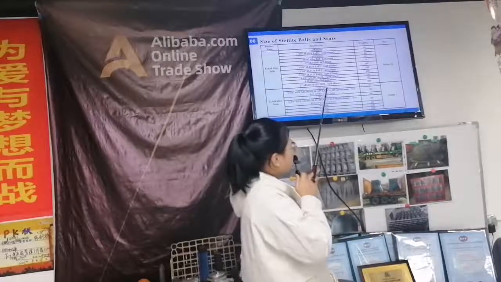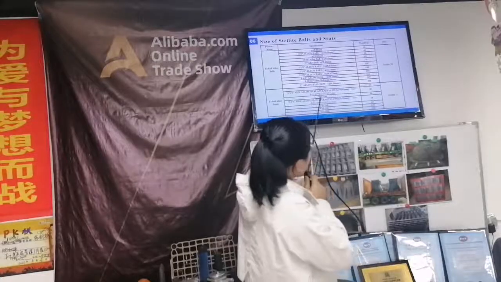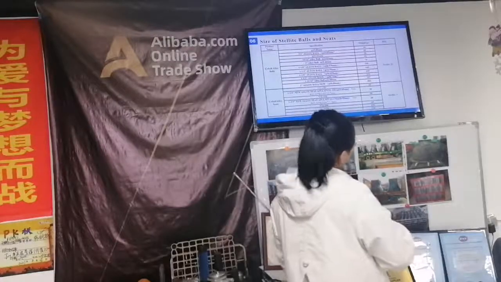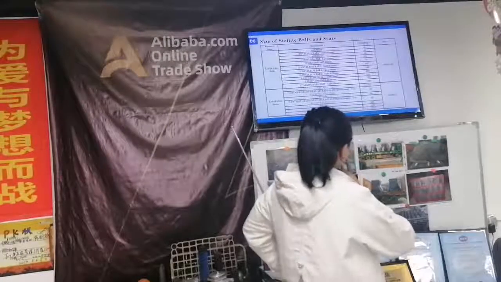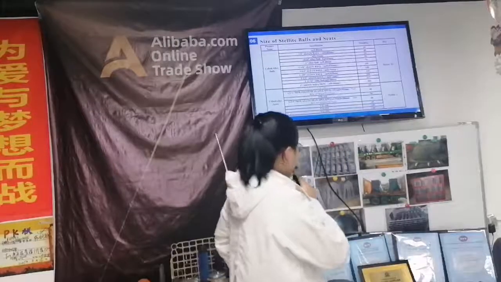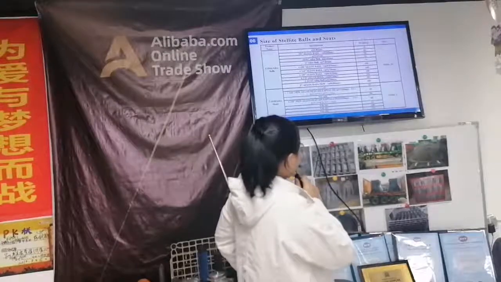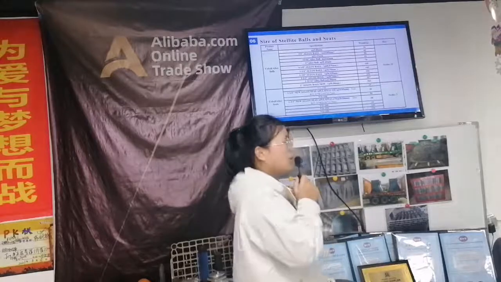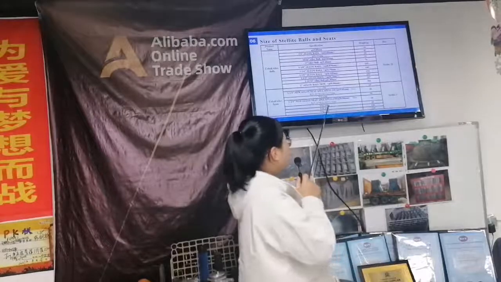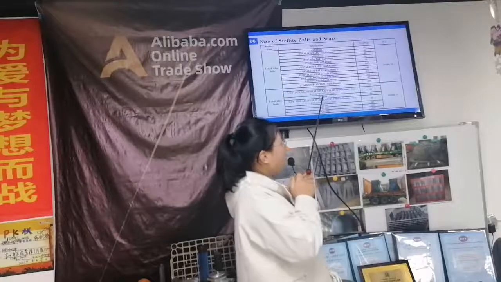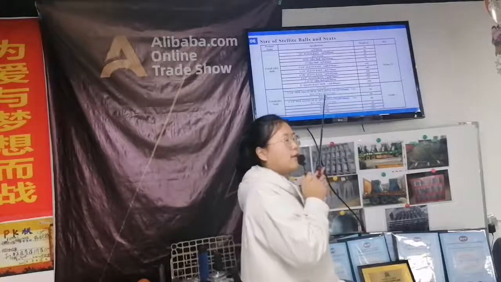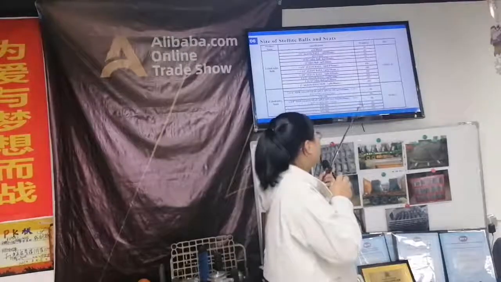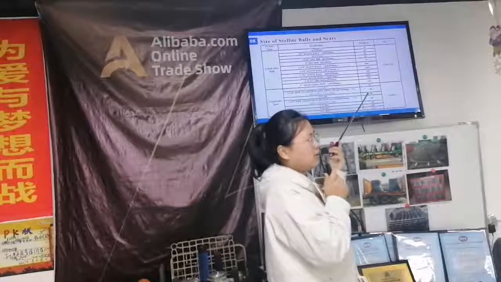The size for ball is diameter 19.05 millimeter. The size for seat is outer diameter 23.32 millimeter. Inner diameter is 13.97 millimeter, and the height is 5.7 millimeter, and the unit weight is 13 grams.